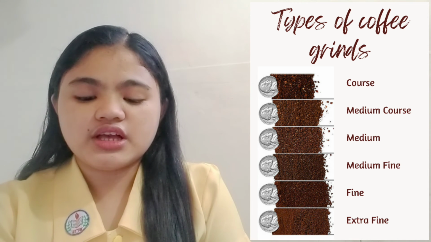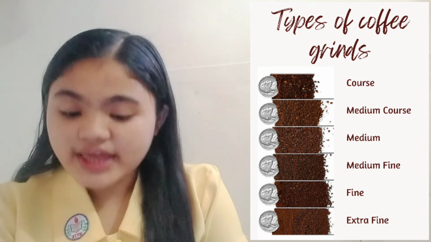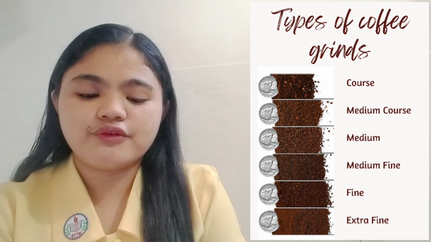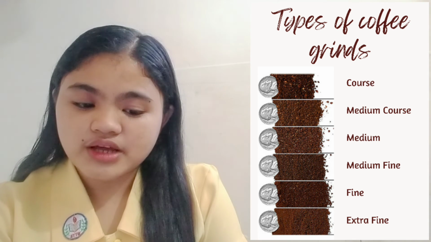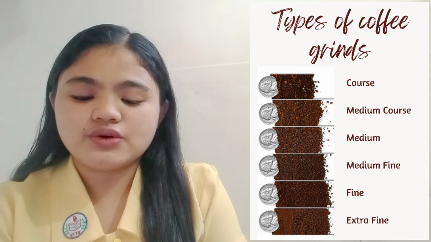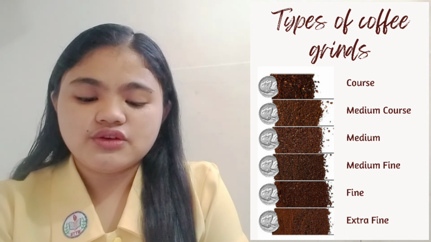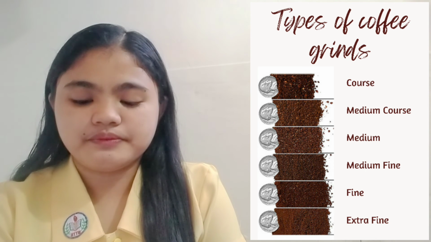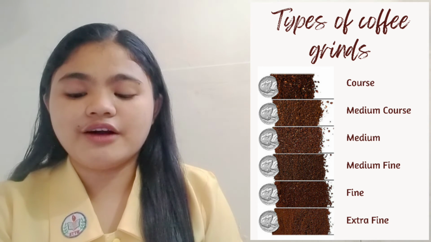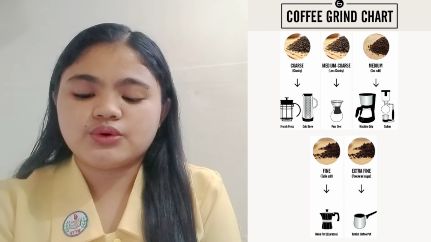Medium grind used in the drip brewing method. Medium fine grind used for pour-over cones, vacuum pots, and siphon brewers. The fine grind used for espresso. Extra fine grind used for Turkish coffee. So, we have here the chart of the coffee grinds.